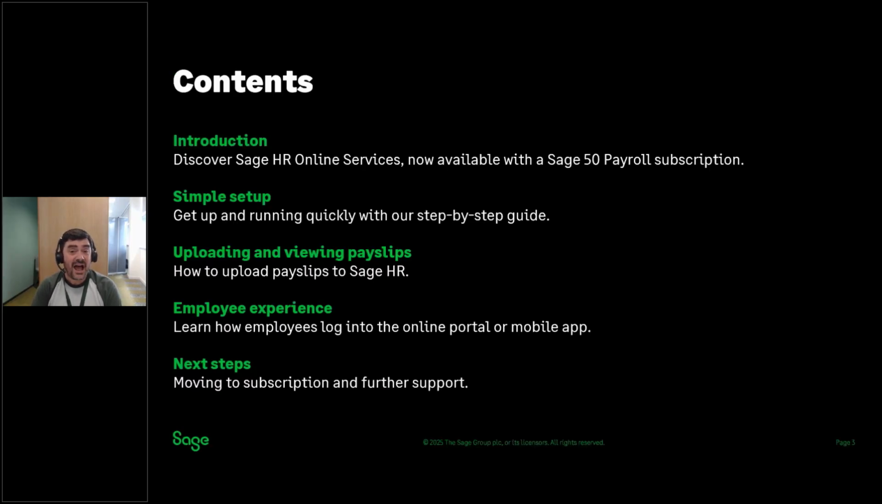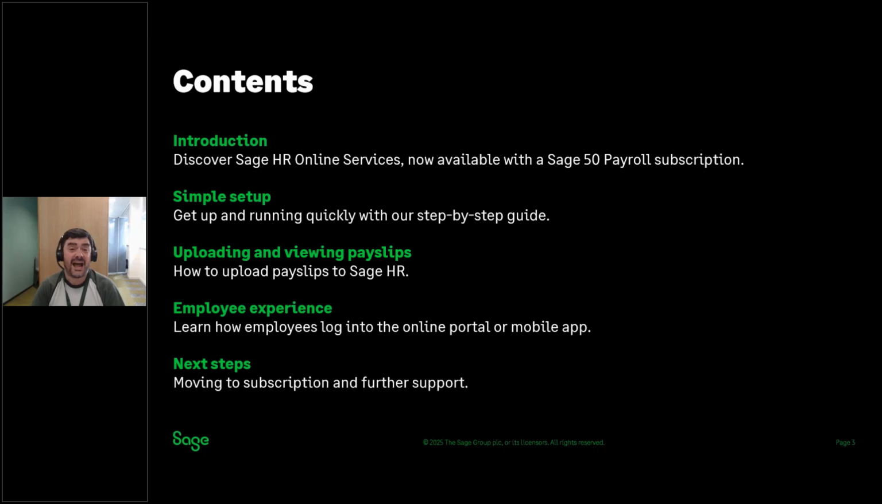Let's now take a look at what we'll cover in the webinar. So we'll start with an introduction to Sage HR online services, which is now available with a Sage 50 payroll subscription. And this is the platform that will host your online payslips. We're then going to move into some practical demonstrations, first explaining the setup of online payslips, helping you to get up and running quickly with our step-by-step guide and making sure that that process runs as smoothly as possible.